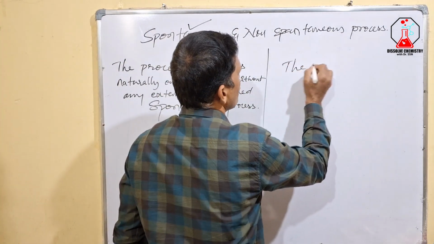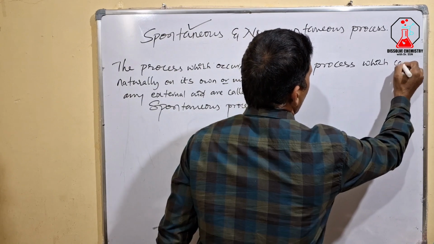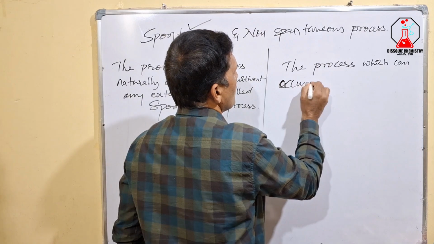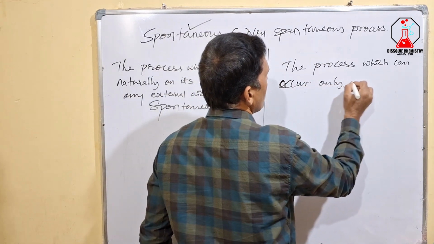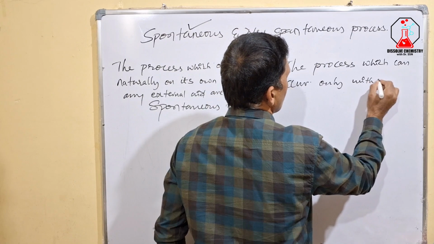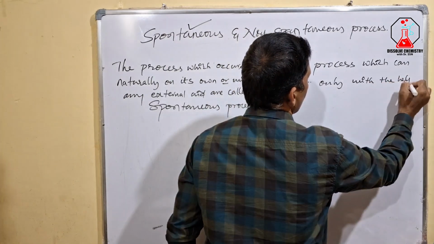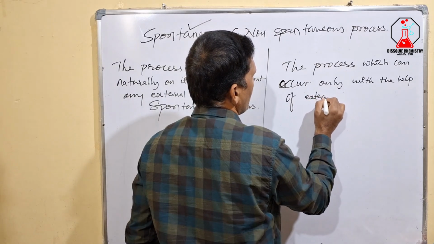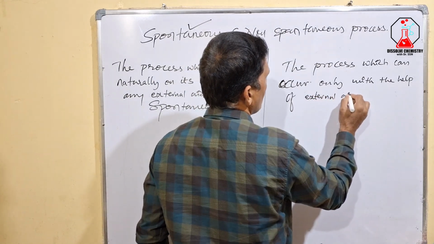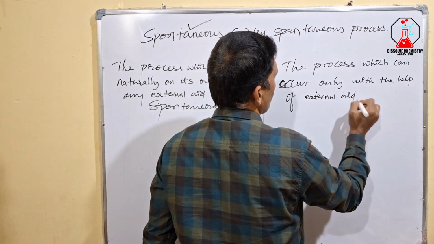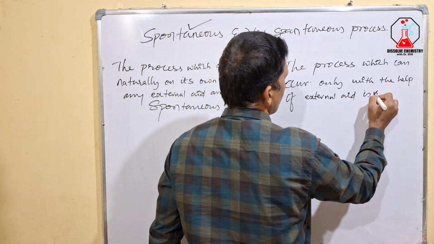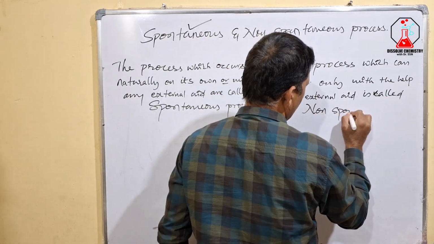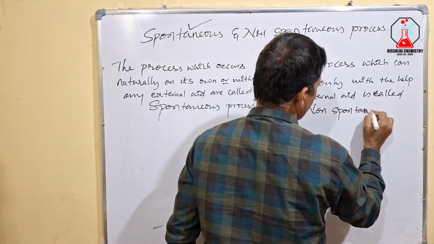The process which can occur only with the help of external aid is called a non-spontaneous process. Okay, non-spontaneous process.